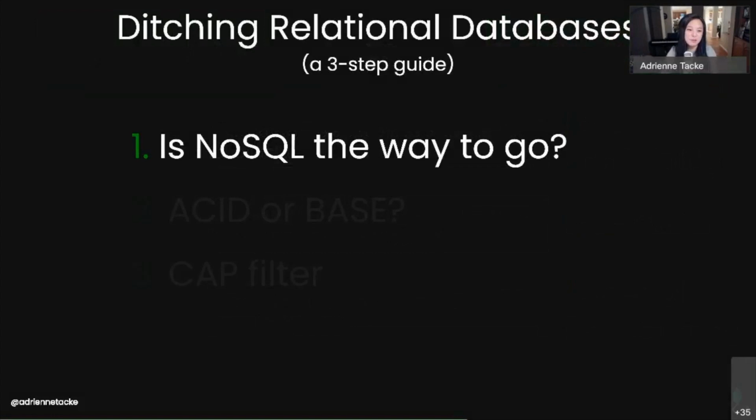So we have spoken about CAP theorem, we've spoken about ACID, we've spoken about BASE. So now we can finally get into what I call the 3-step guide of ditching relational databases. So number one, now that we have the fundamentals covered, the first thing that we need to discuss is: is NoSQL actually the way to go? This is the first question you should ask and start with, because this will not only cut you off short, this will also lead the way into whether or not NoSQL databases should be the way to go.